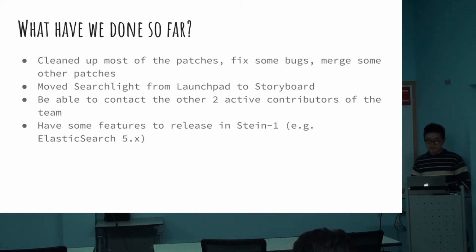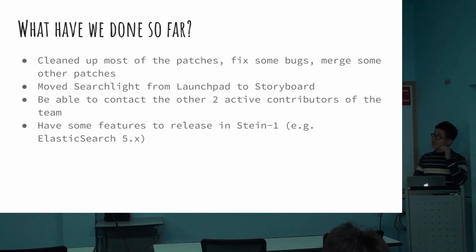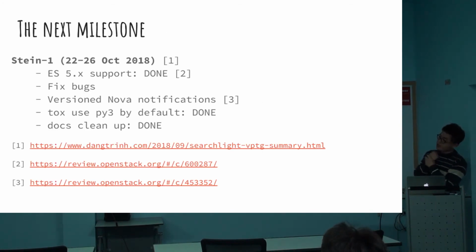So what have we done so far? I took over working on the project in August. Now I can really show that I cleaned up everything. Most of the existing bugs and patches are handled, and I moved Searchlight bug management to the new system, StoryBoard. I also communicated with the other two active contributors. We had several meetings and decided on some features to release. This is what we want to release in the next milestone, which is, I think, next week. Most of these things we have done.